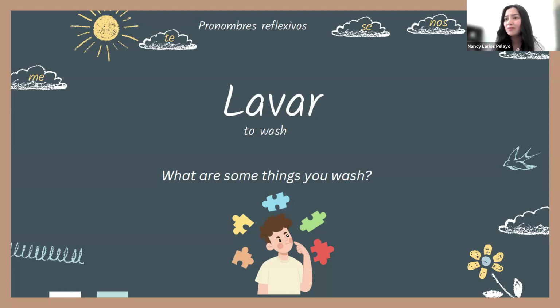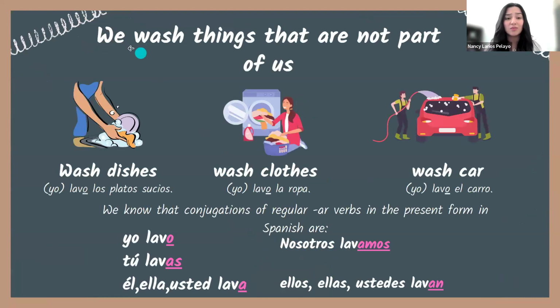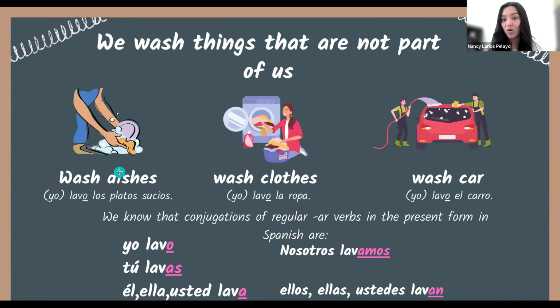¿Sí? Y esas son válidas, right? Those are things we do wash, right? We wash things that are not part of us, como los platos sucios, like the dirty dishes, right? La ropa, el carro o el coche, right? We do these things. We wash dishes, we wash clothes, we wash a car. En español, we would say, yo lavo los platos sucios, yo lavo la ropa, yo lavo el carro, right? Repeat after me. Yo lavo los platos sucios. Yo lavo la ropa. Yo lavo el carro.